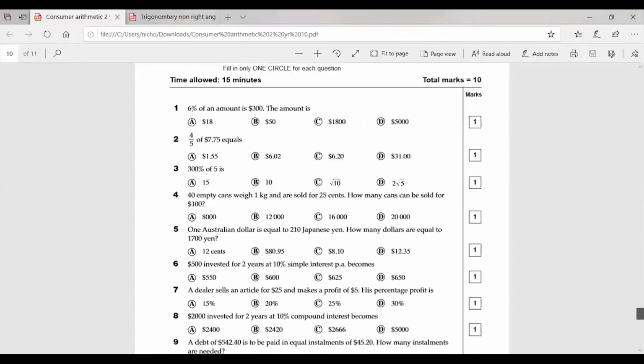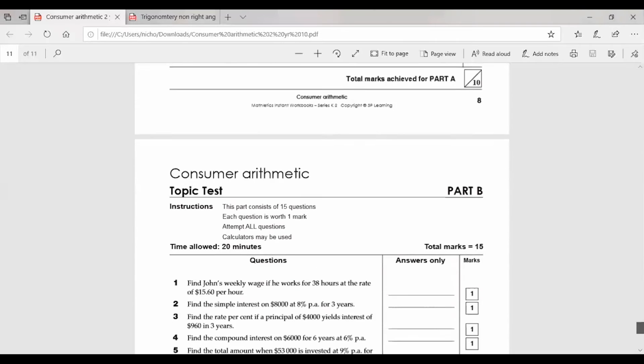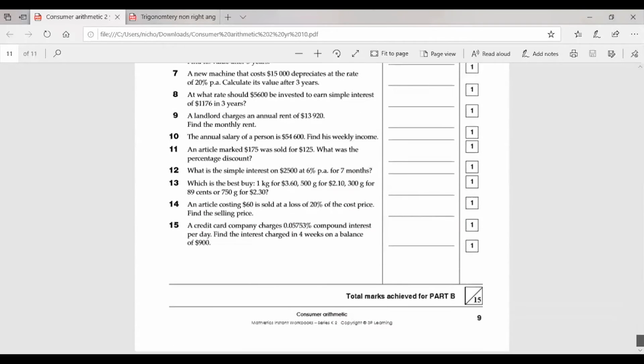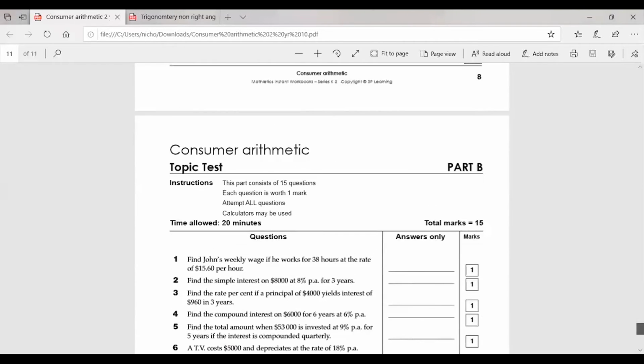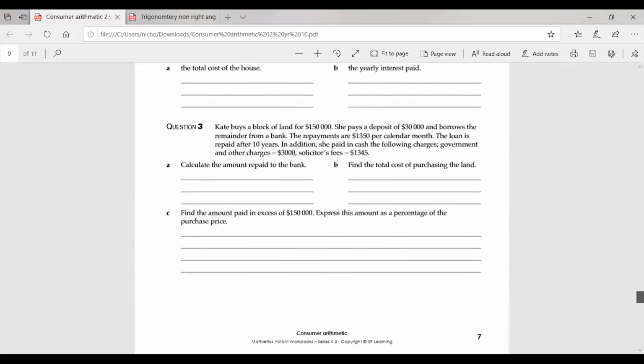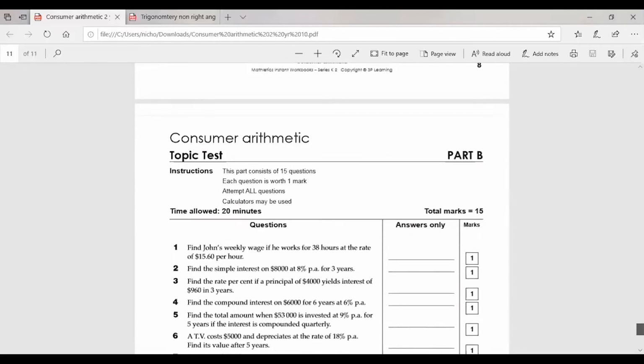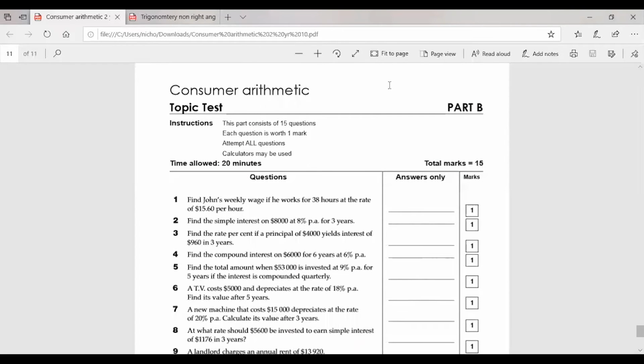I think I'll leave you to do the consumer arithmetic topic test. So I'll leave this for homework. And if you have a look at the chat section, I'm just going to upload a file. It'll take a second to come through. But this is going to be your trig booklet. That way we can work through it together now.